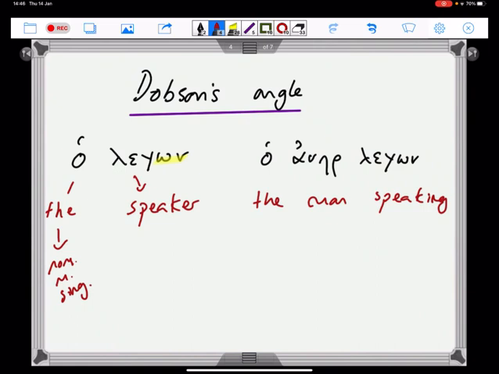One of the major uses of participles: chuck it with an article and you get another kind of agent noun. So article plus participle is some kind of agent. You get the person who is doing that verb.